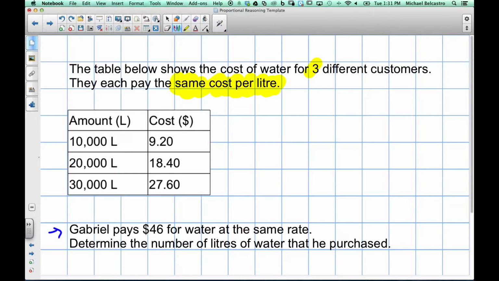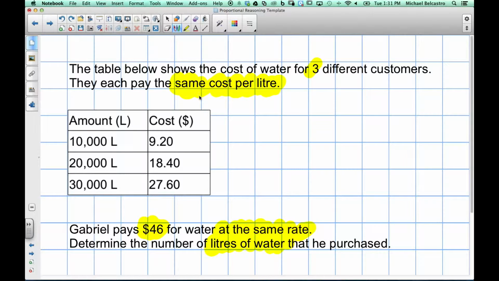And I guess we should also highlight, let's go right to the question also. Gabriel pays $46 for water at the same rate. So apparently Gabriel is paying the same rate that the other 3 customers did, and we need to determine the number of liters of water that he purchased. So how many liters of water does he purchase throughout this?